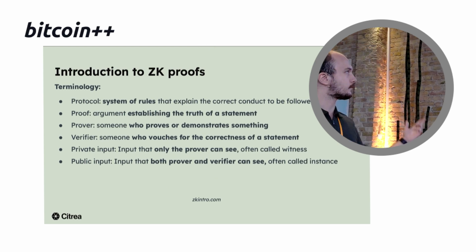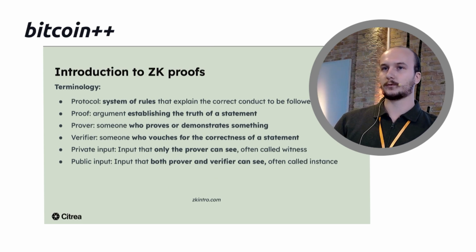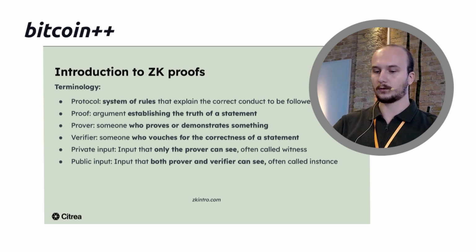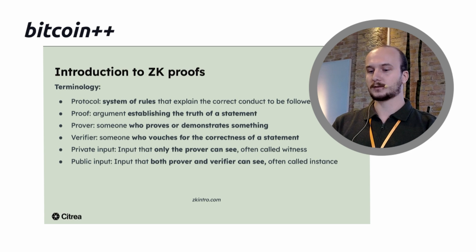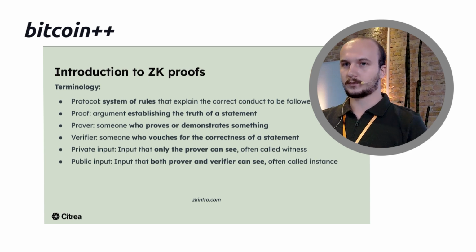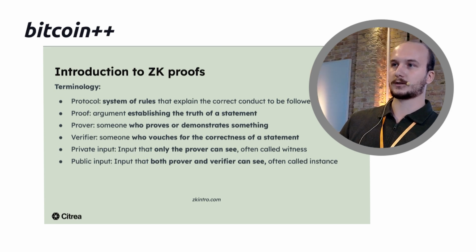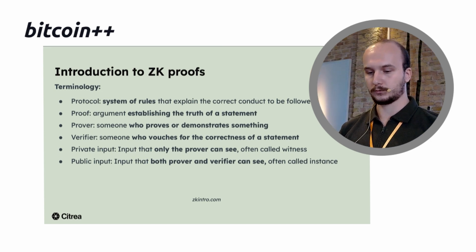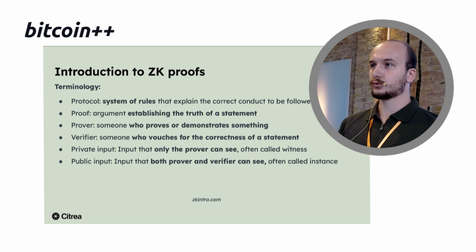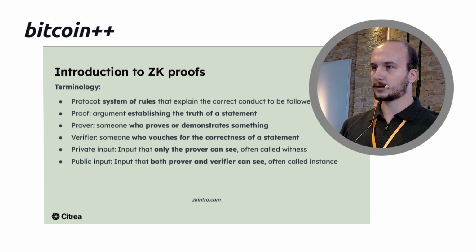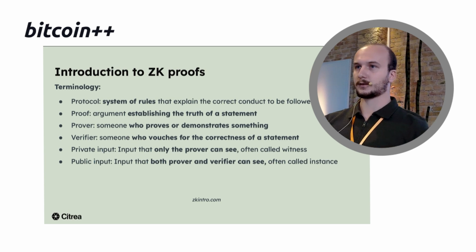So for terminology, we have a couple of things here. The protocol is the system of rules that we define between the prover and verifier, and this is simply the thing that we follow over the process. A proof is the argument establishing the truth of a statement. The prover is the person that actually proves the argument, and the verifier is the person that actually vouches for and verifies the given proof. And we can have some private inputs, which we choose to be private, and this is agreed through the protocol definition. And we have public inputs and outputs, which both the verifier and the prover can see. This is sometimes named public inputs, sometimes public outputs. It doesn't matter, but they're all public.